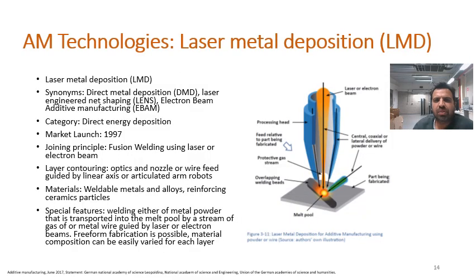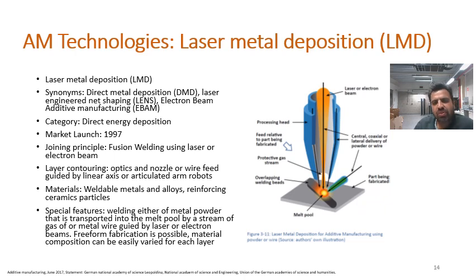parts. Laser metal deposition is another interesting AM technology to produce metallic components. This technology is also known as direct metal deposition, laser engineered net shaping, electron beam additive manufacturing. As you can see from the name, this technology comes under the category of direct energy deposition. This technology was launched in 1997.